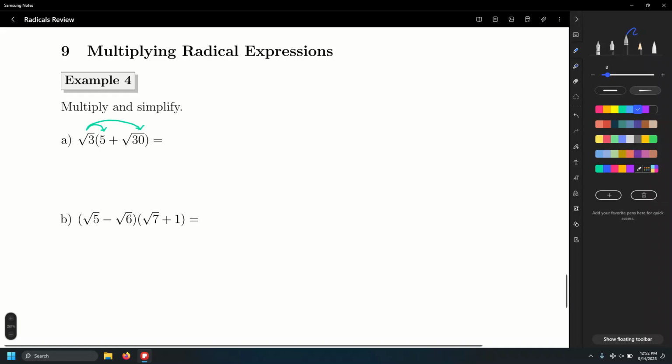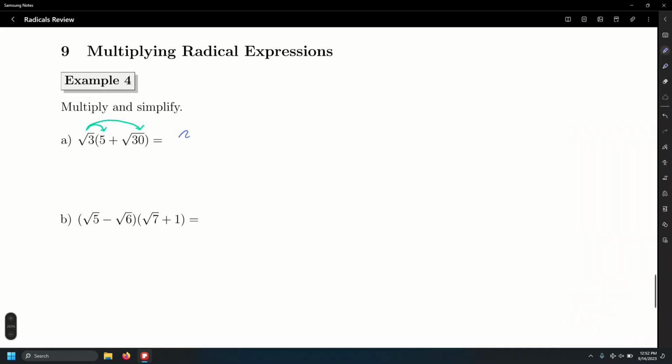What are we going to do here? That's going to be 5 times the square root of 3, for which there's nothing to simplify any further. That square root of 3 remains the way it is because 3 is not a perfect square. However, for the next multiplication, check this out. That's plus square root of 3 times square root of 30.